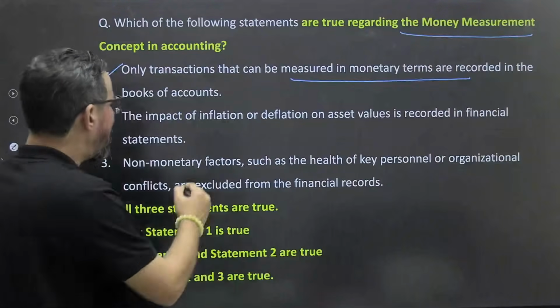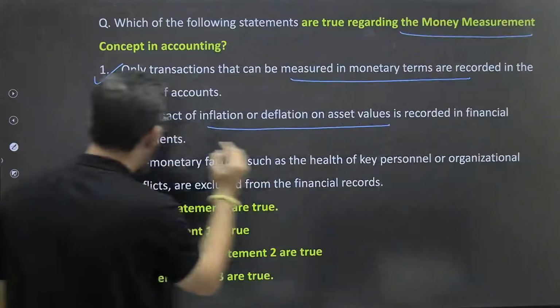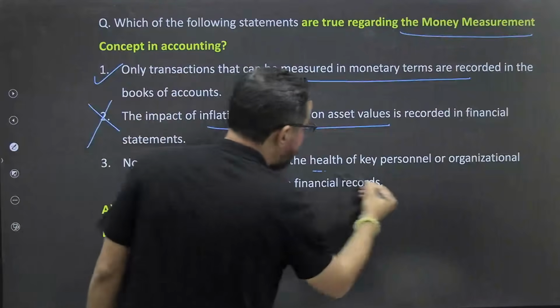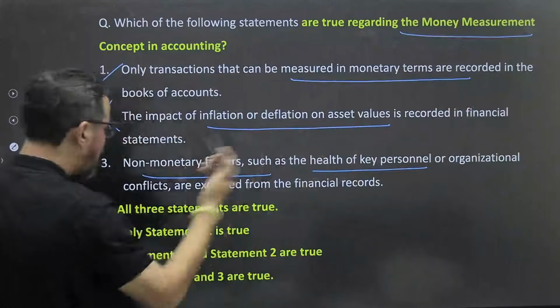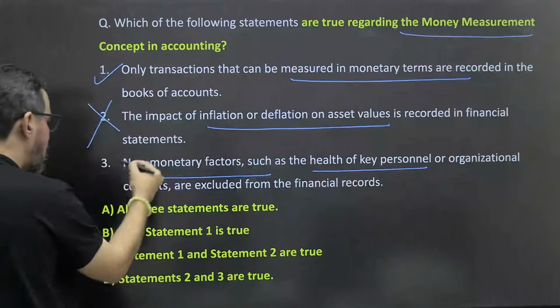Okay? The impact of inflation and deflation on an asset value is recorded. No, it is not recorded. Non-monetary factors such as health of a key personnel or organizational conflict are excluded from the financial record. Yes, 100% true.